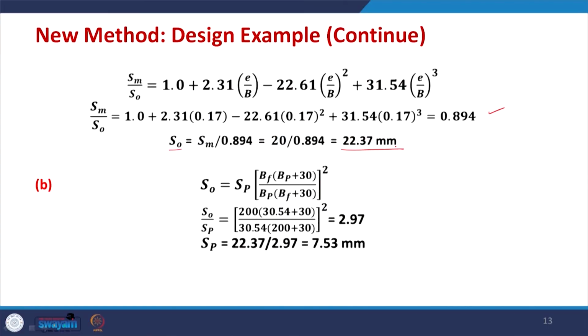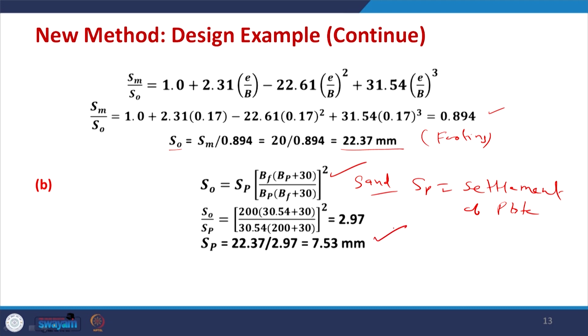This settlement which you have found is basically for the footing. So, the corresponding settlement of the plate can be found. What is Sp? Sp is the settlement of the plate. For this you need to use this equation, which is for the sandy soil. Once you use this equation, then we find the settlement of the plate as 7.53 mm.